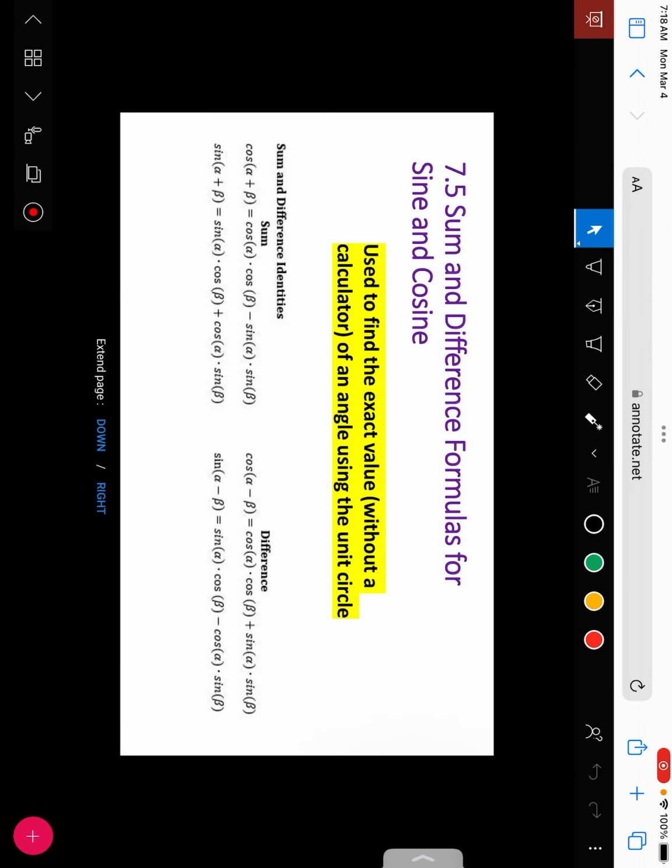Looking at the back side, there are several different identities, and we're going to use these formulas to find angles that are not on the unit circle. Some angles, not all angles, we can find the exact value of, not using a calculator, with the unit circle and these formulas. Let's look at this first one. These are the sum formulas, and these are your difference formulas.